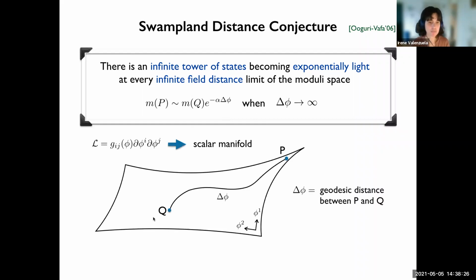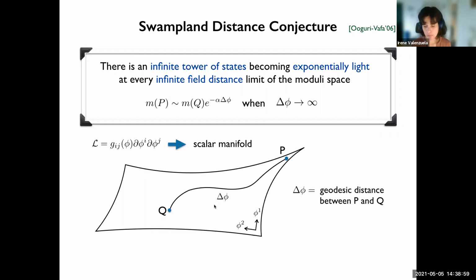Okay, so if I am moving in this moduli space, which is parameterized, no? This is the scalar manifold, which is given by the nonlinear sigma model of my scalar fields, and I have a metric, no? Which is given by the field metric, the kinetic term of the scalars. If I start at some point Q and I move to another point P of this moduli space, the conjecture tells you that you should get an infinite tower of states that decay exponentially in terms of the geodesic distance between the 2 points.